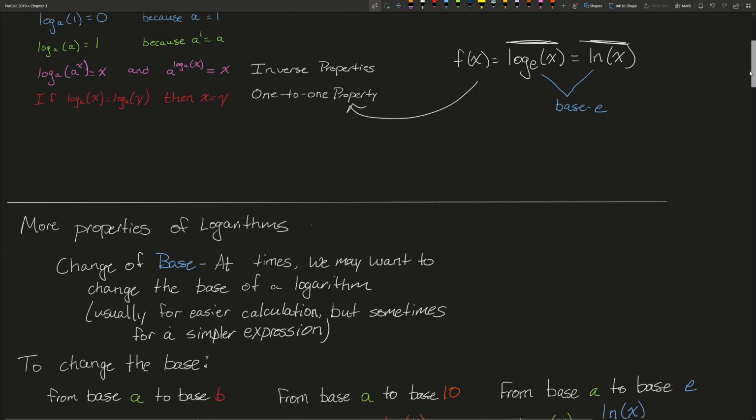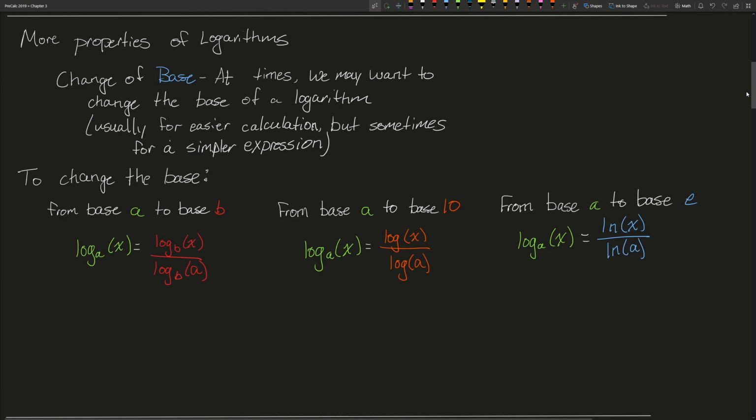So the first thing we need to go over is the change of base property. At times we may want to change the base of a logarithm, either for easier calculation or sometimes just a simpler expression that we can cancel things out with. In order to change the base from base a to base b, we need to take the ratio of log base b of x and log base b of a. So log base a of x will equal log base b of x over log base b of a.